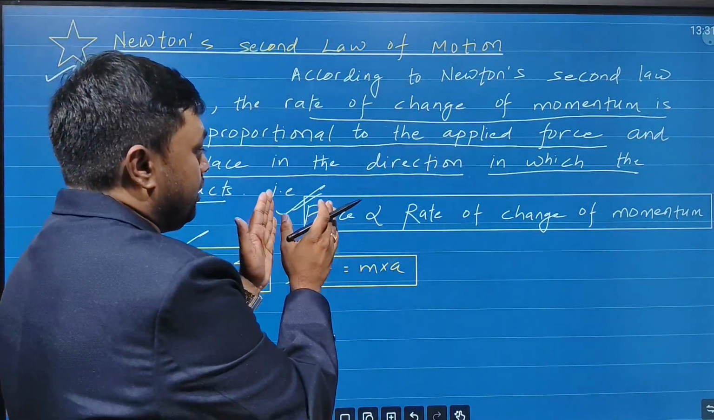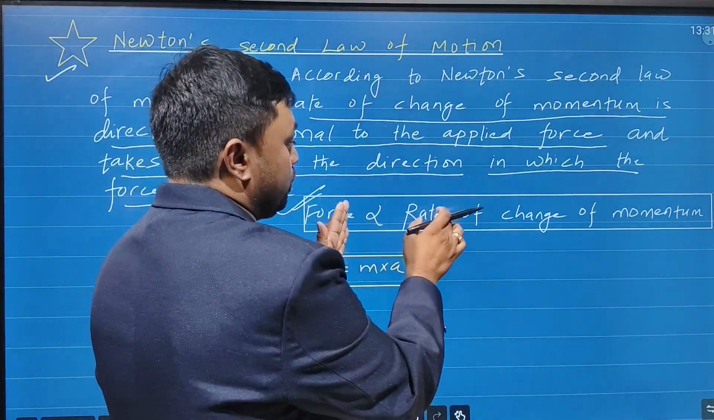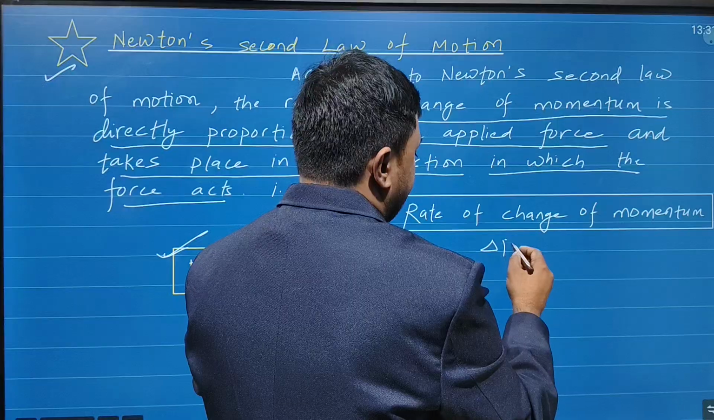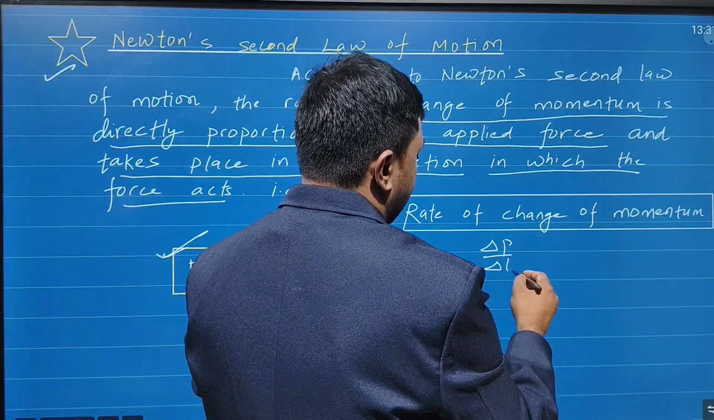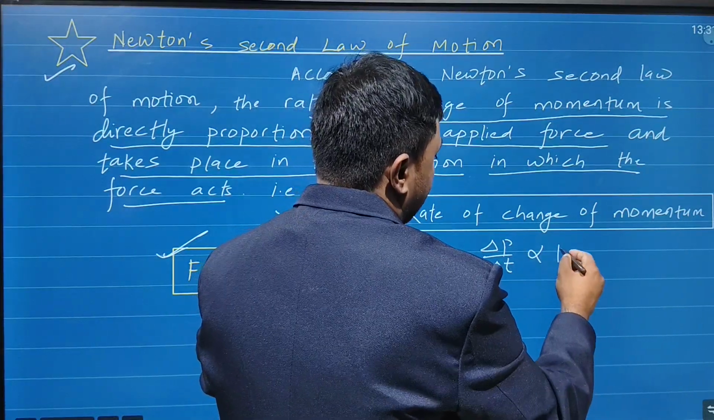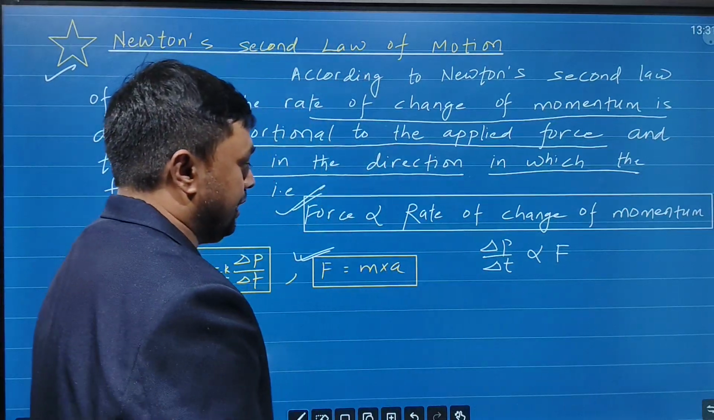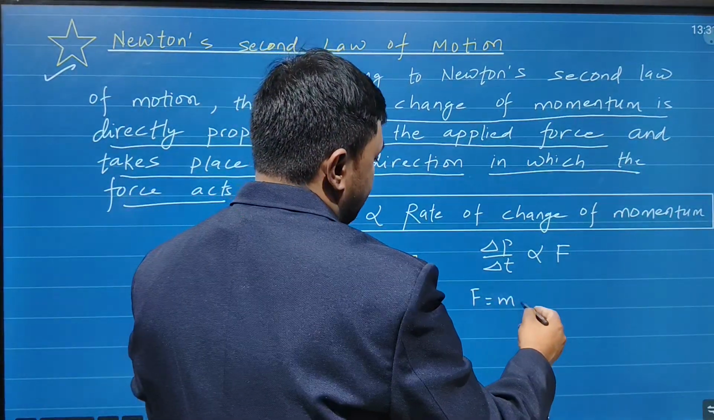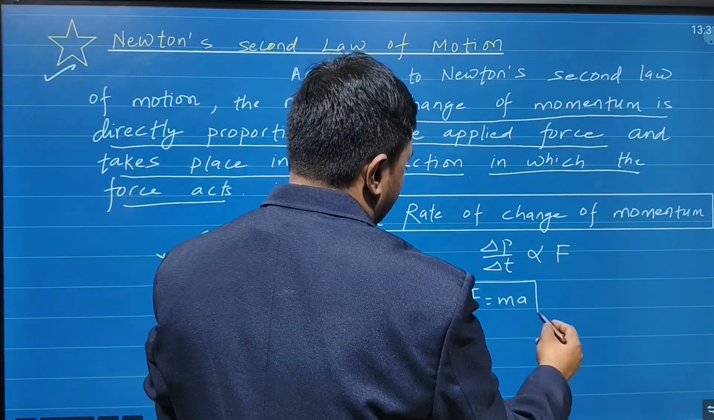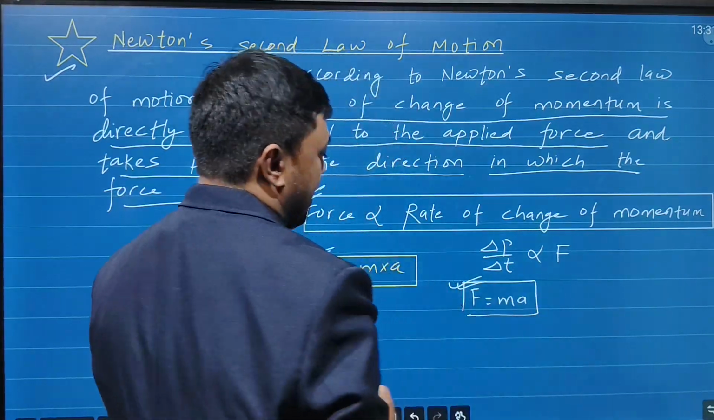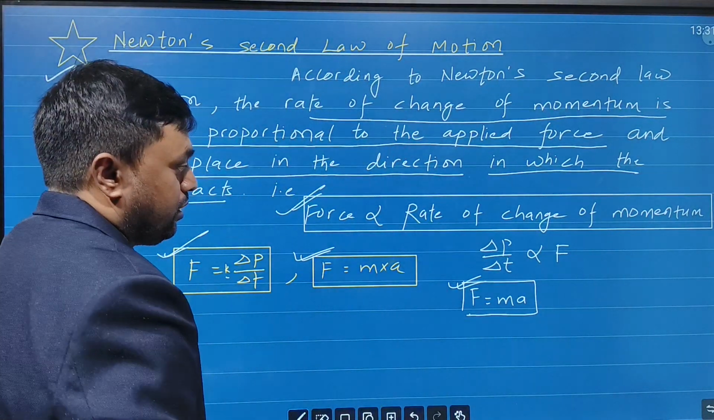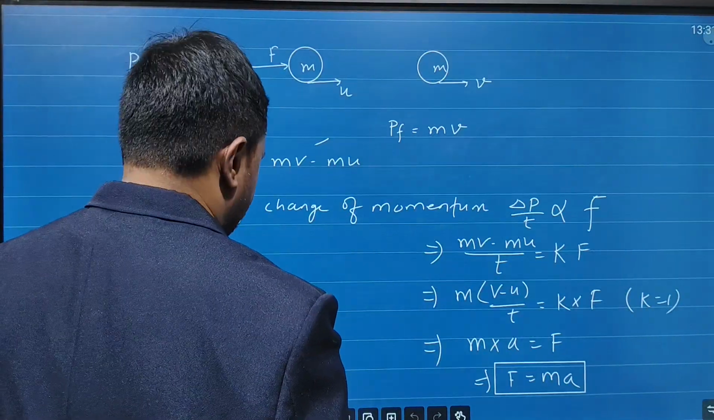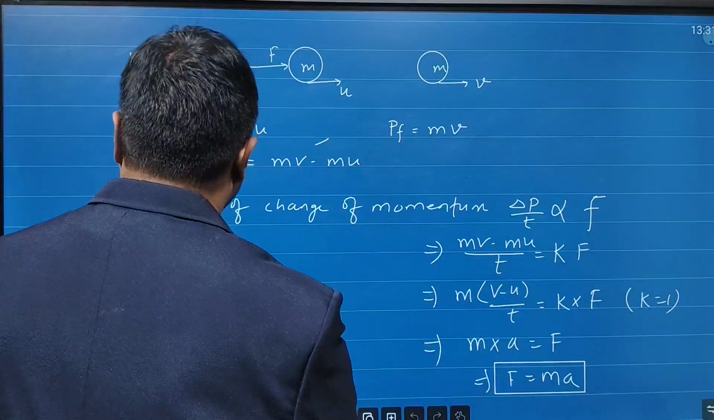We can write force is directly proportional to the rate of change of momentum, or also we can write rate of change in momentum, delta p by delta t, is directly proportional to the force. Am I clear? So from this only we are going to derive F equals m into a. Generally this question is asked for 3 marks, so I am going to do the derivation once again. You can see here.